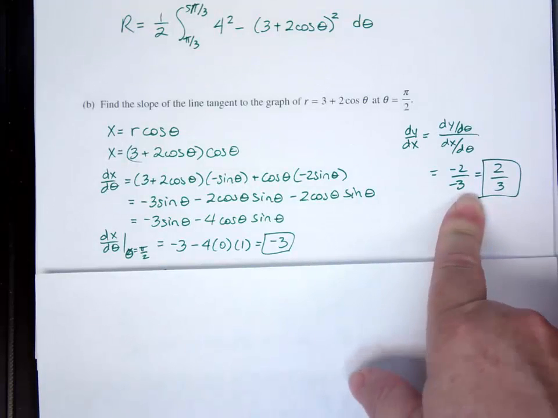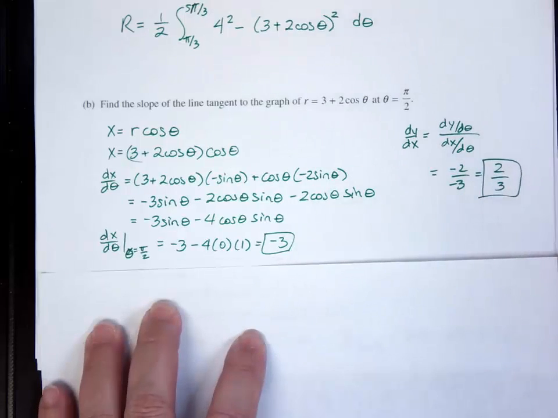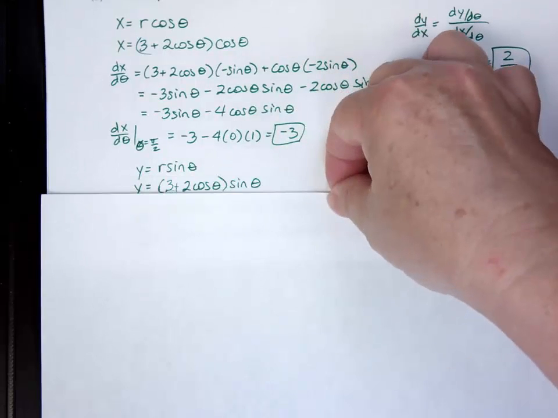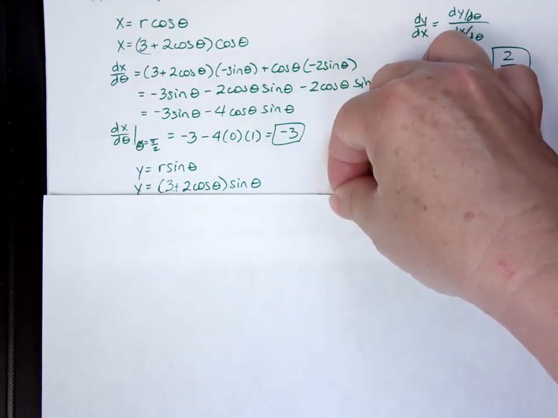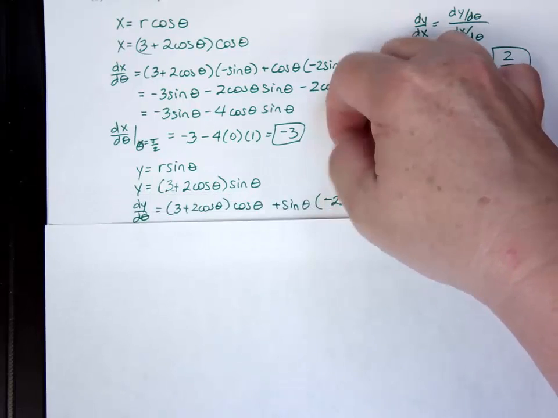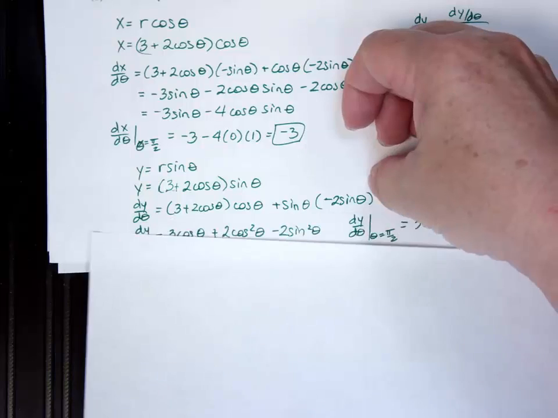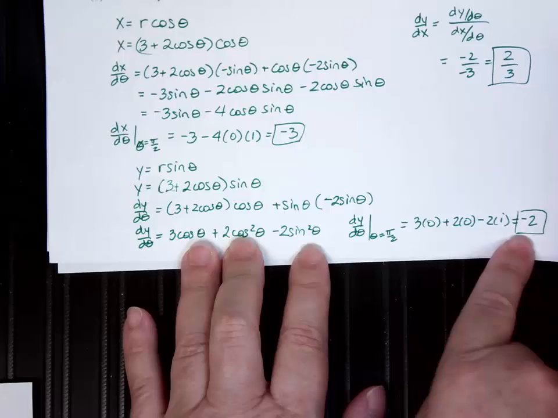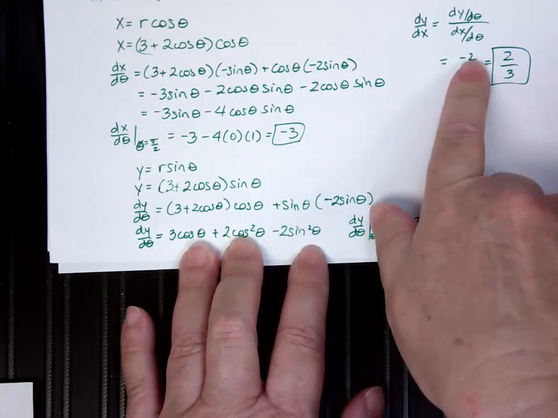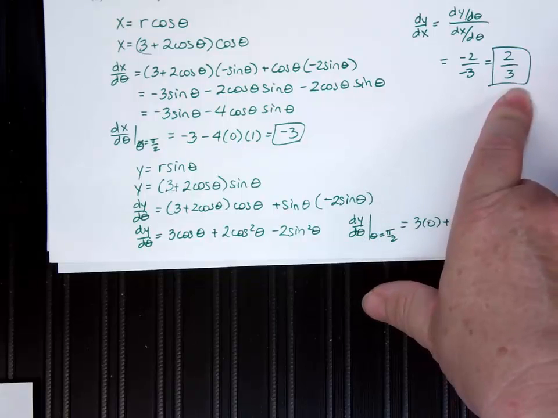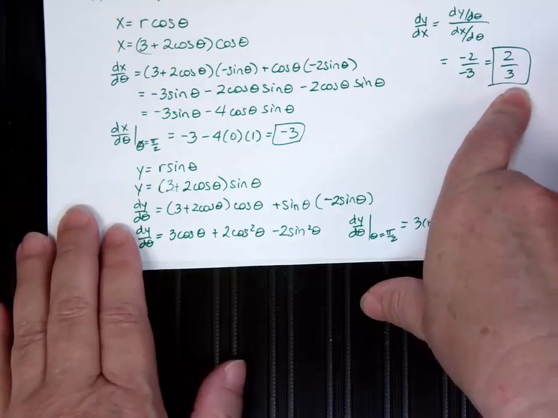Okay, I do the exact same thing for y. y equals r sine θ. Substitute in what r equals for the equation of the limaçon. Use the product rule to find the derivative. You get your answer here. Plug in π/2 and you get negative 2 for an answer here, which goes in the numerator. So my final answer is a positive 2/3 for the slope. So it took a little more writing to do this one, a little more number crunching as far as that's concerned.